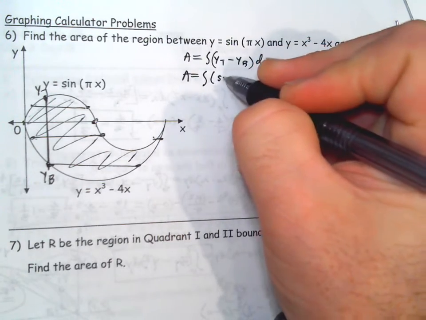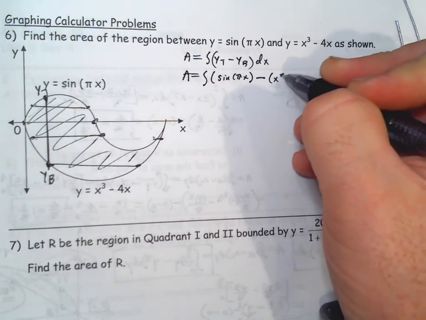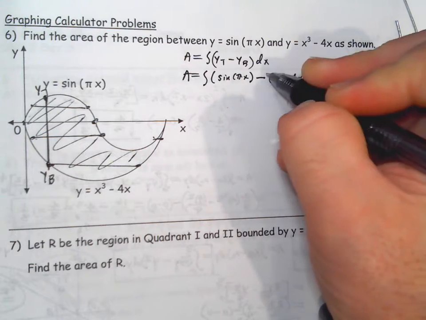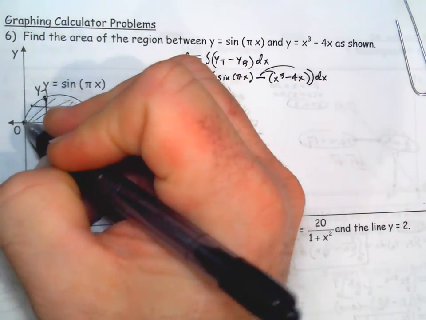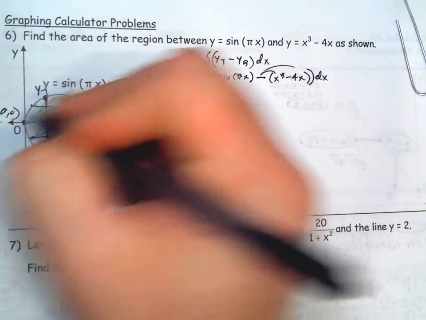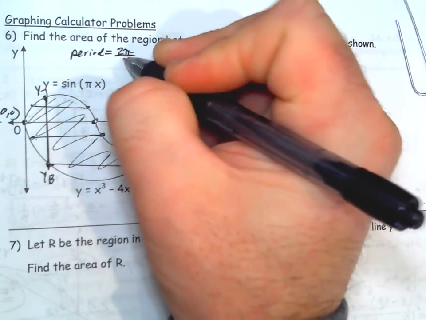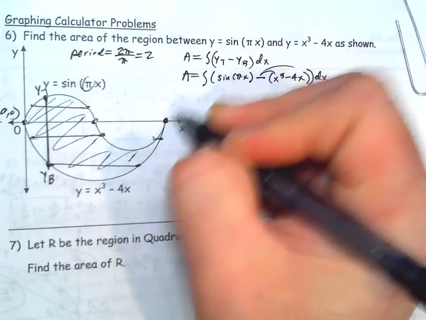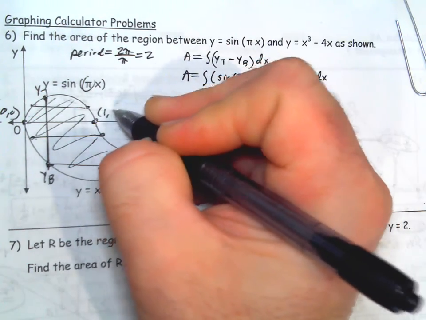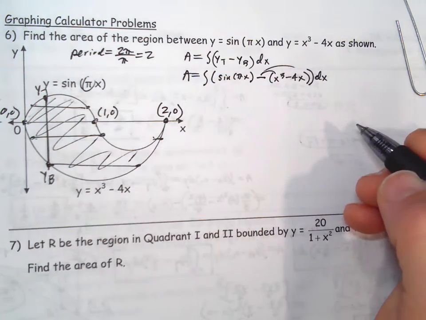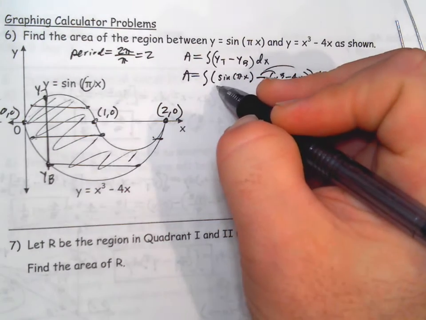So y top is sine pi x. Y bottom is x cubed minus 4x. Now be careful. You got to make sure you subtract all of this. Put it in parentheses. The limits are, well, I don't know the limits yet. This is a sine curve, right? And I'm going to use that the period of the sine curve is generally 2 pi divided by anything inside. So the period is 2. So this is actually 2, comma 0. And by the way, this would be 1, comma 0. Okay, so the limits are 0 to 2.